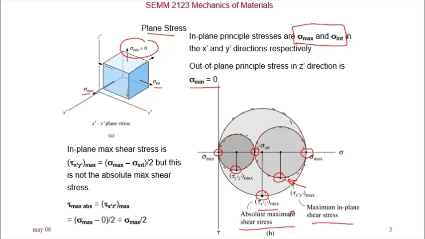In other words, for this condition, the absolute maximum shear stress is equal to sigma max over 2 if both our in-plane principal stresses are positive. So if sigma 1 and sigma 2 are both positive, then the absolute maximum tau is equal to sigma 1 over 2.